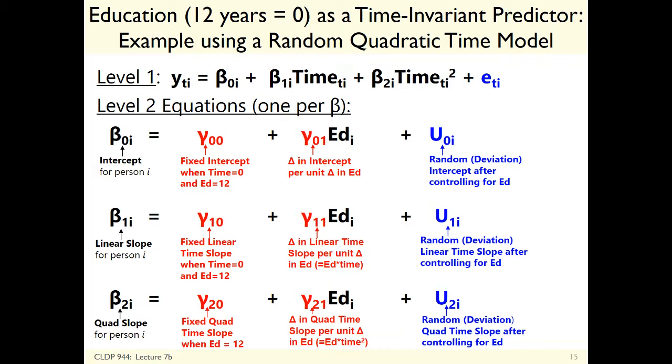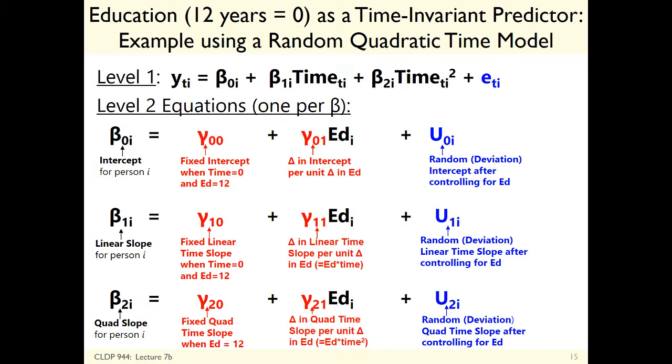Just 3. How many covariances among the level 2 blue things? Also 3. So if I have 6 fixed effects, 3 random effect variances, 3 random effect covariances, I'm up to 12, and a residual variance at level 1, that's 13, right? If I added in education squared as a predictor, that would be potentially up to 3 new fixed effects. That could be up to 16 parameters.